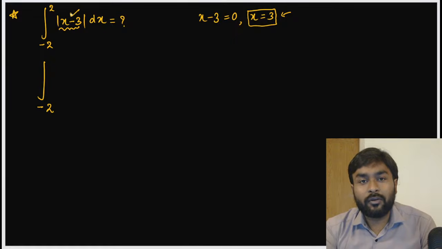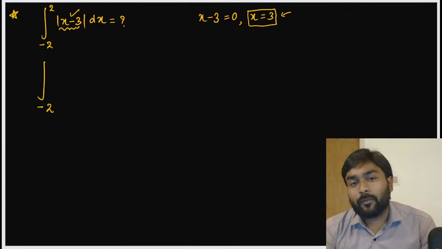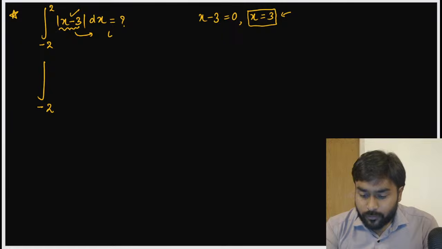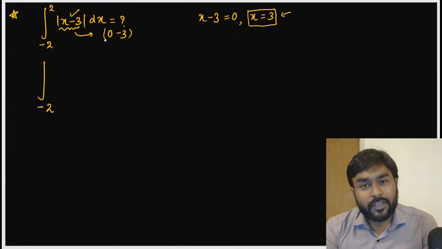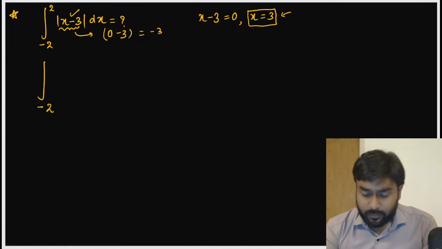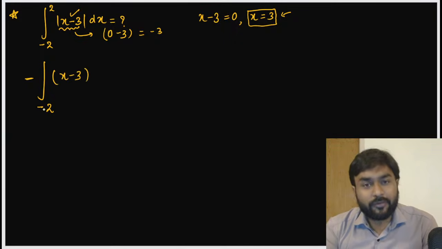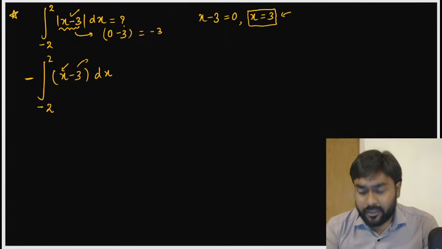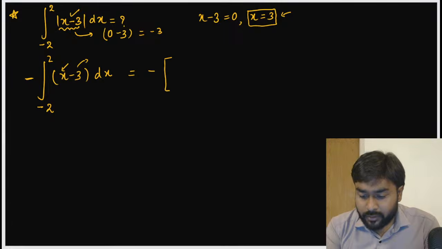So any number you can take between minus 2 and 2. This mod will tell you which sign we will apply. Any one value, we will take 0 here. If you write 0 inside the mod, it becomes 0 minus 3, which is minus 3. So one extra minus will come out. Here we can write minus of x minus 3 with limits minus 2 to 2, dx. This you can solve easily. Integration of x by the x power n formula, and integration of 3 is 3x. So you can write minus x square by 2 and here minus 3x, from minus 2 to 2.